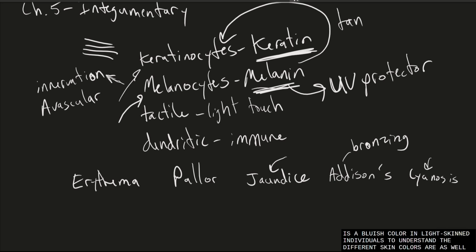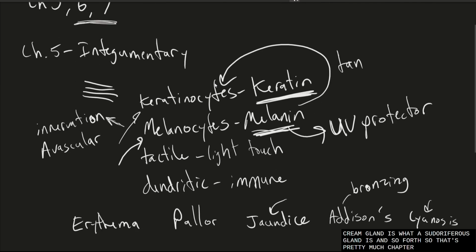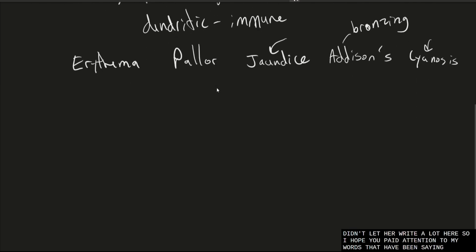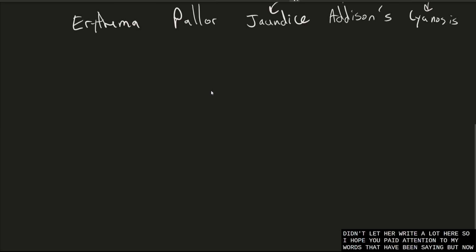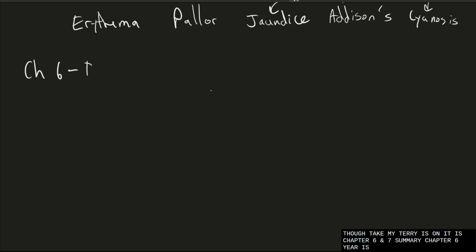And the different glands, what a sebaceous gland is, what an apocrine gland is, what a sudoriferous gland is, and so forth. So that's pretty much chapter 5. I know I didn't write a lot here, so I hope you paid attention to my words that I've been saying. But now, the big part of this exam, even though integumentary is on it, is chapters 6 and 7. So chapter 6 here is bone tissue and markings.